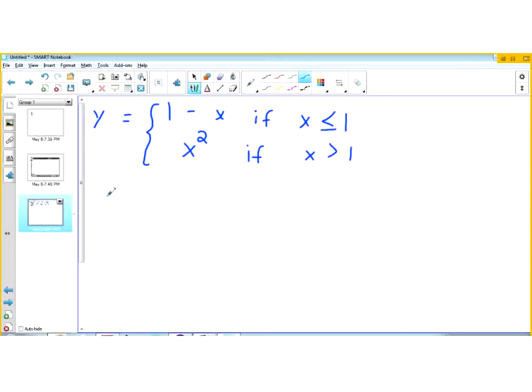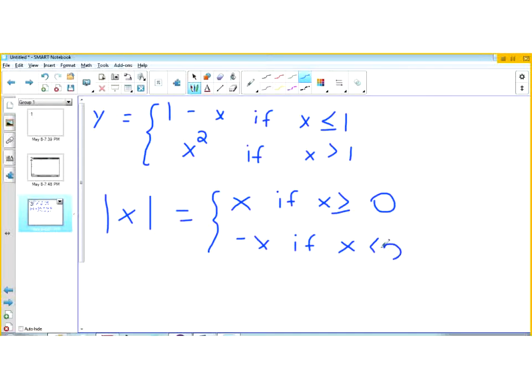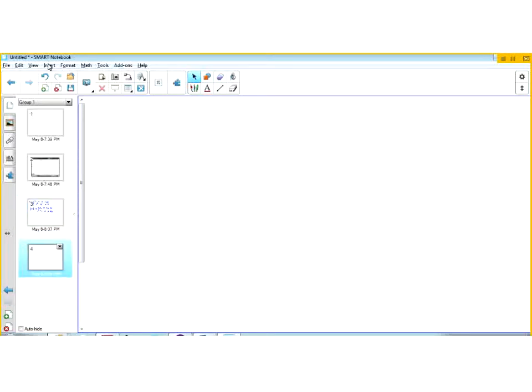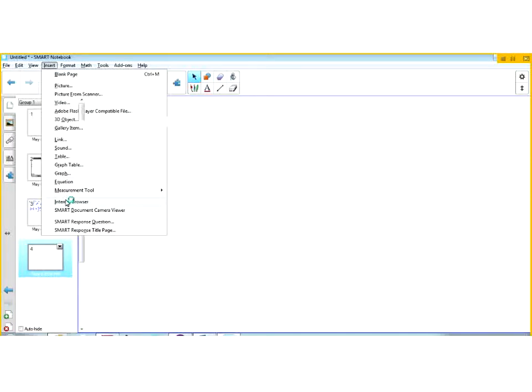Then we have other cases like special functions. The most famous special function that we'll be working with in this class would be the absolute value function. And it, of course, is defined piecewise as well. So the absolute value is defined as x if x is greater than or equal to 0, and it's equal to negative x if x is less than 0. All right, special functions.